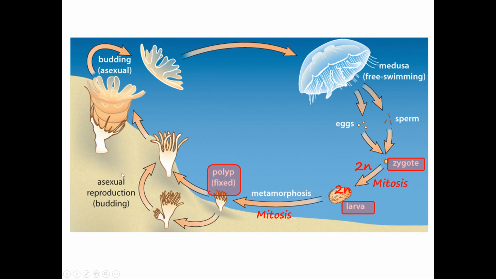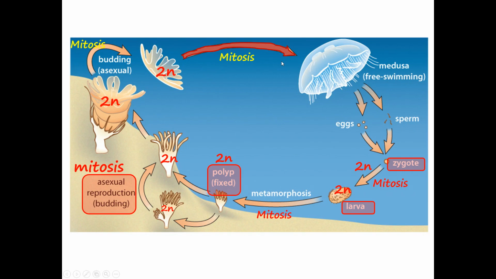Then it says it's asexual reproduction. Asexual reproduction, remember, is an application of mitosis. So that is still 2N. We have more budding. Asexual reproduction is mitosis, producing 2N individuals. That's growing, so that's mitosis to produce 2N. And here we have formation of eggs and sperm. That's meiosis. Eggs and sperm are 1N. And then forming a zygote is fertilization.